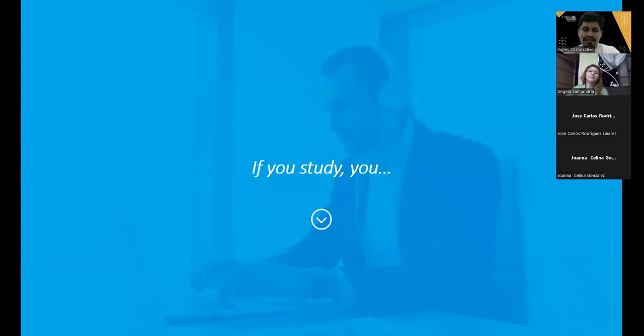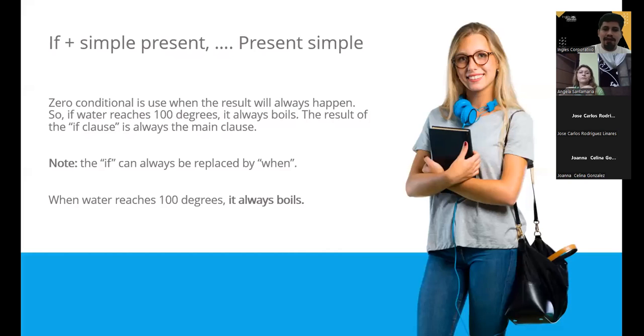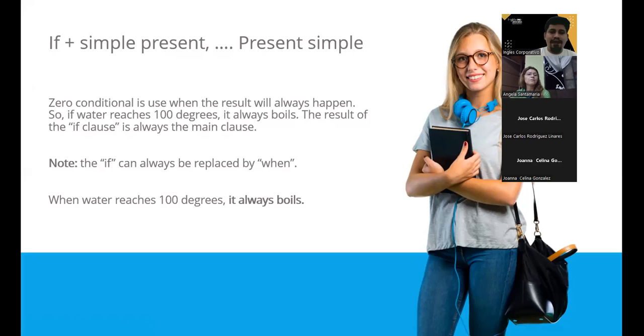When we talk about zero conditional, see what the definition tells us here: We can form conditional sentences with simple present verbs, one in the if clause and the other in the main clause. Okay, this is basically what conditionals mean. So check it out, these two parts. The first one is going to be the if clause, and the other sentence is going to be the main clause. Basically, in order to construct this kind of sentence, we use the if. This if, as you know, is the one that we use for conditionals. And also we're going to use simple present, comma, simple present.